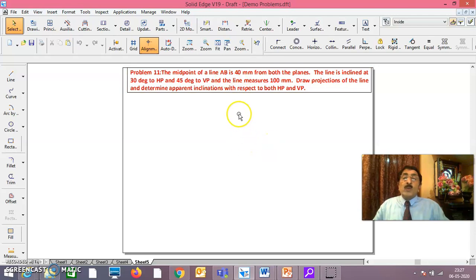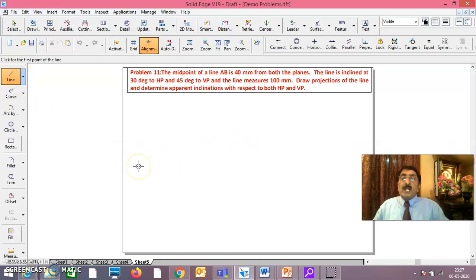In that way, only one locus used to be there in the top view and one locus in the front view. When you rotate with A fixed and B moving, that means A will be a fixed point and B will be a rotating point. But now in this problem, midpoint M is the fixed point. As a result, A also will rotate and B also will rotate. As a result, you will have two loci in the front view and two loci in the top view. Okay. Now slowly we'll do it.